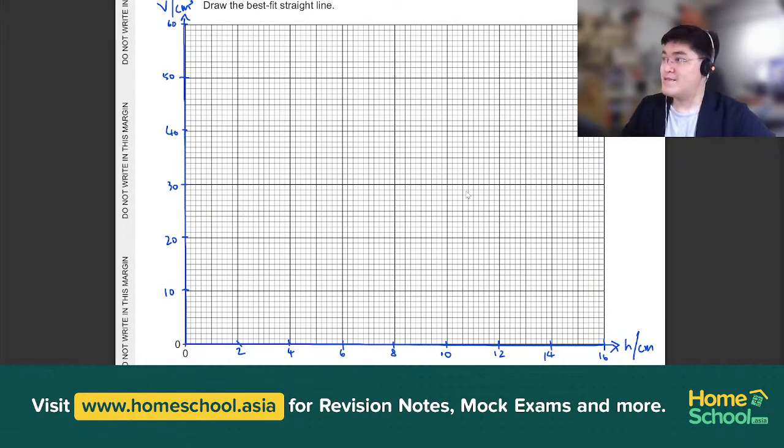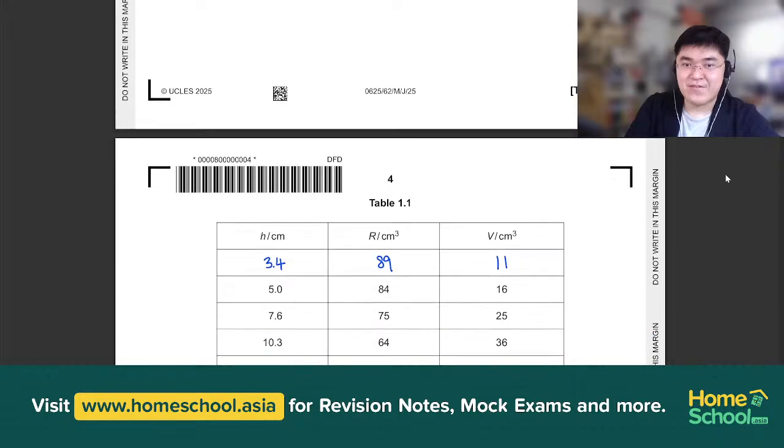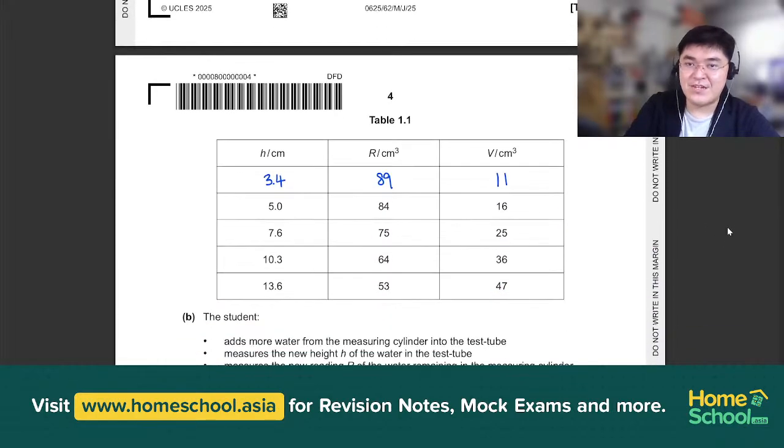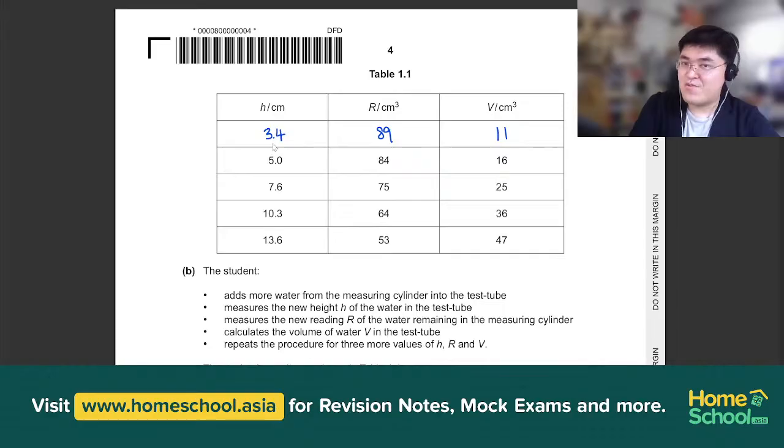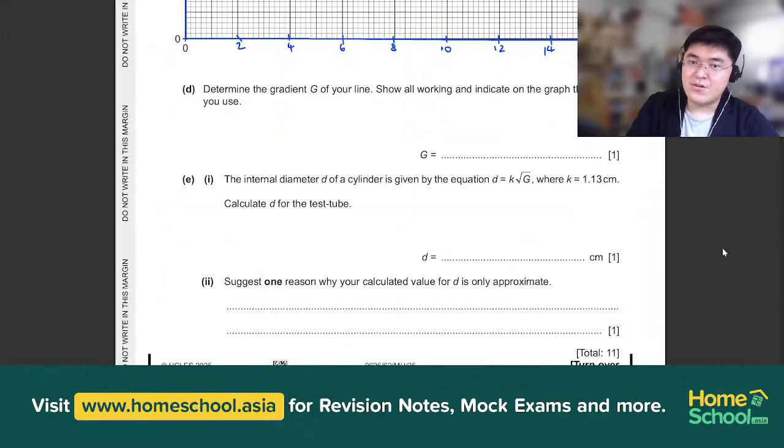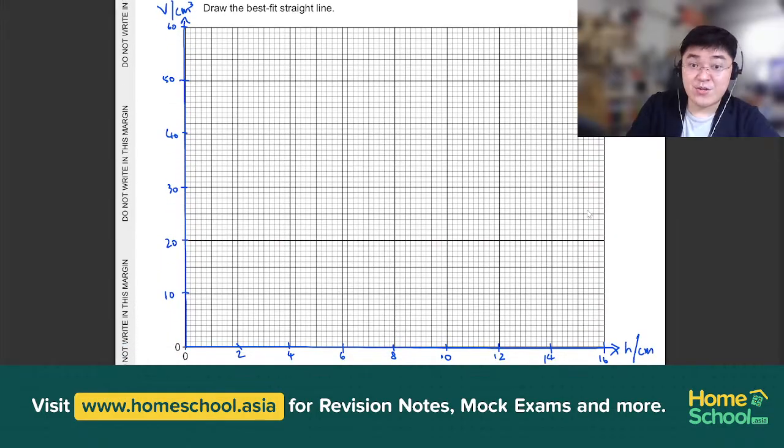Let's start plotting the points into our graph. So let's take a look over here. First point, we just ignore R over here. We just want V and H. So H is 3.4, V is 11. Where is 3.4 on the x-axis? This is 3, and each of these is 0.2, so 3, 3.2, 3.4. Okay, so 3.4 and 11. Each of these small boxes is 1. So 10 is up here, 11 should be here. So 3.4, 11 should be somewhere over here.